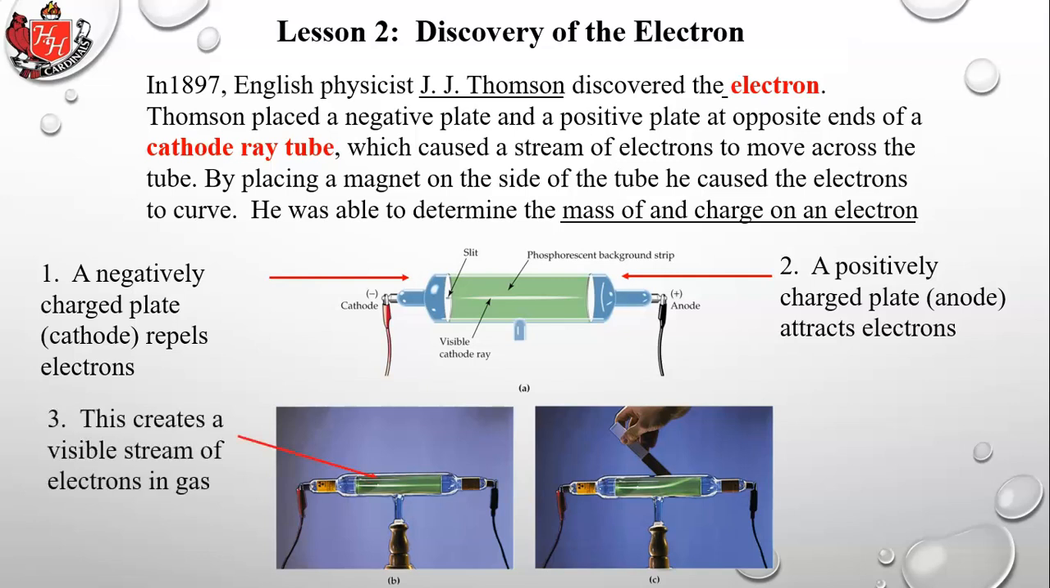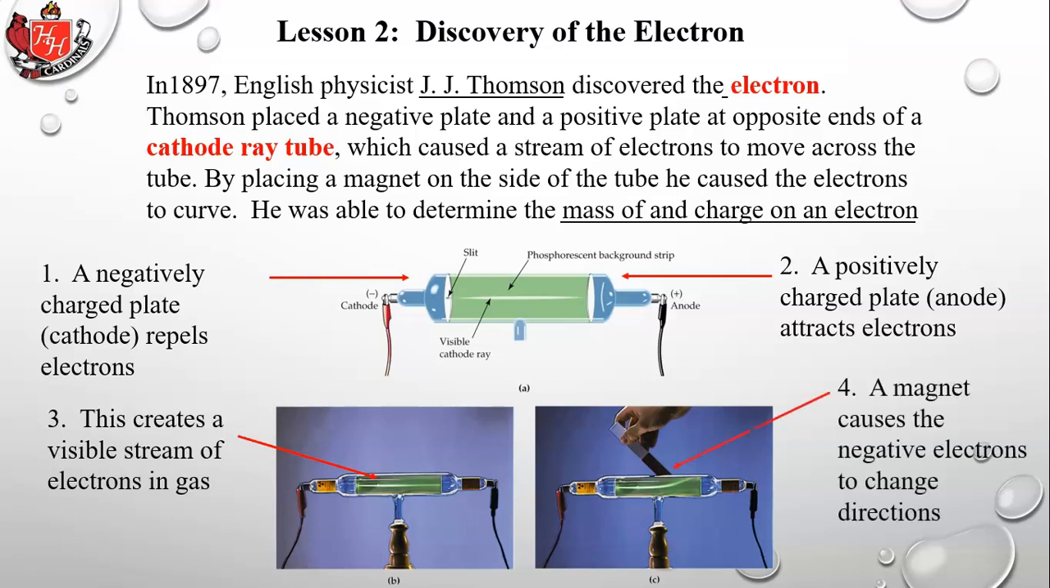Now that's an actual picture down there of a stream of electrons. You can't see one electron, they're too small, but if you have a very, very large number of them, you can actually see that stream there. So this creates a visible stream of electrons. And over on the lower right, a magnet causes the negative electrons to change direction. That again is an actual picture.